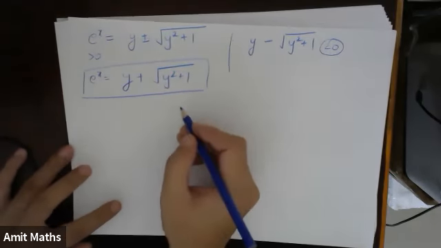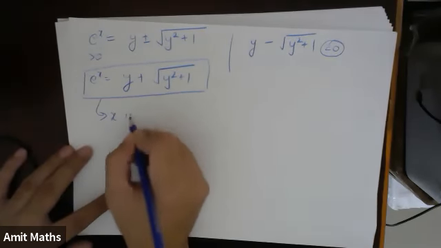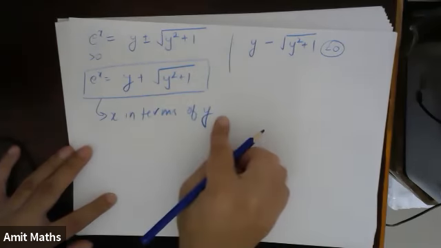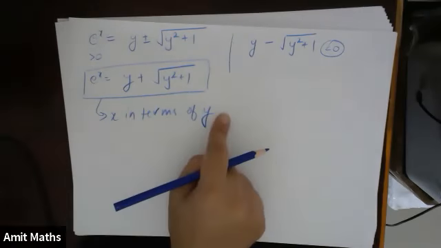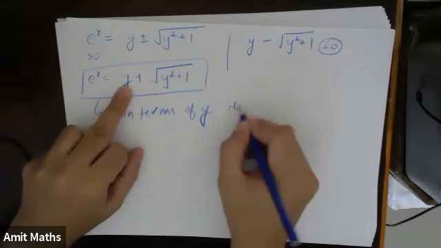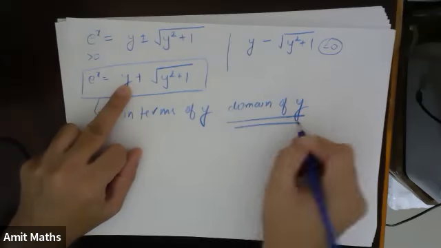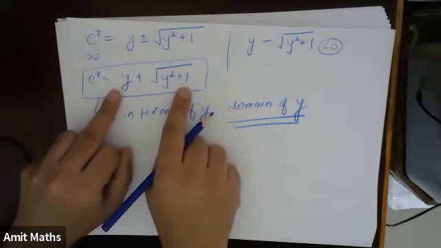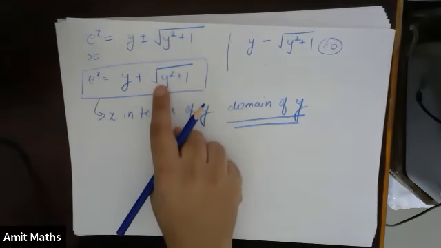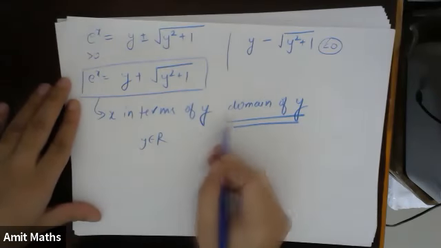So what we have got? We have got x in terms of y. Understood? If x is in terms of y, tell me what will be the domain of y? What are the values of y it can take? Here, y can take any real value. That means y belongs to real. This is the domain of y.